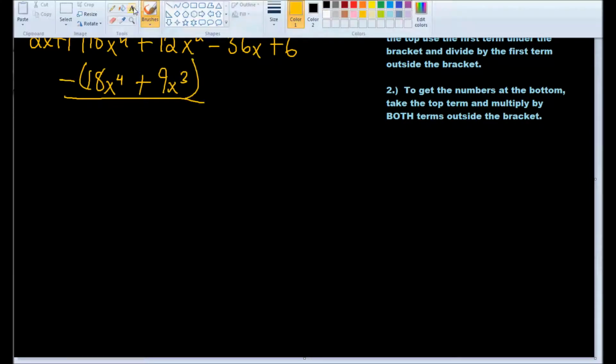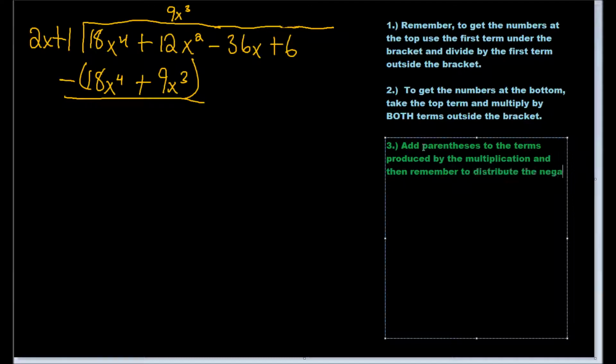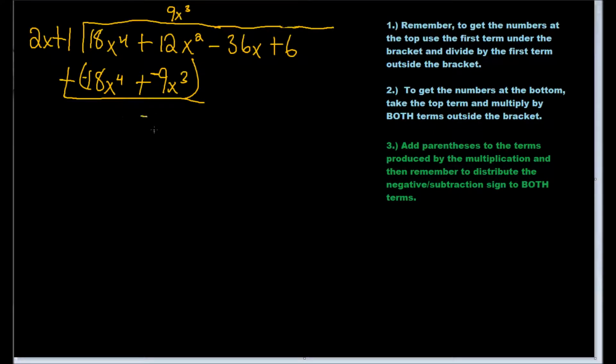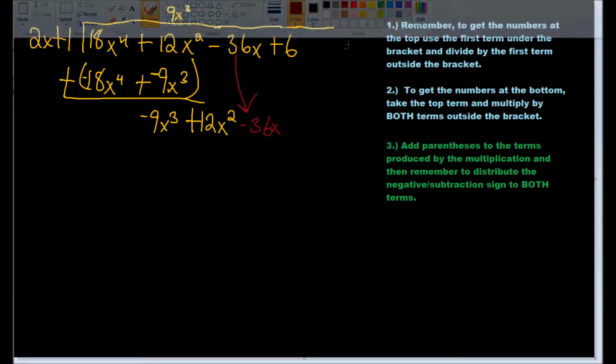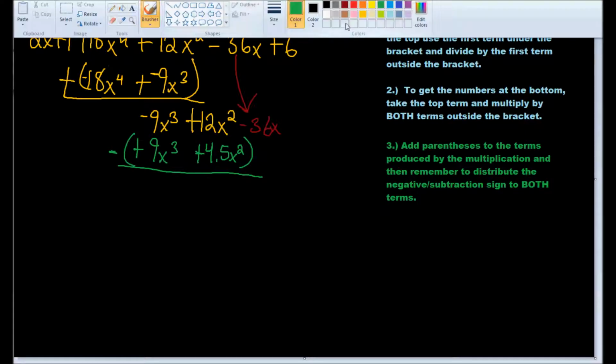When you go from the top to the bottom, just as you did division to go up, you're going to do multiplication to go down. It's just the opposite. So 9x to the third times 2x is going to give you 18x to the fourth, and then since there are two terms in your divisor, you have to multiply the 9x to the third also by the second term.